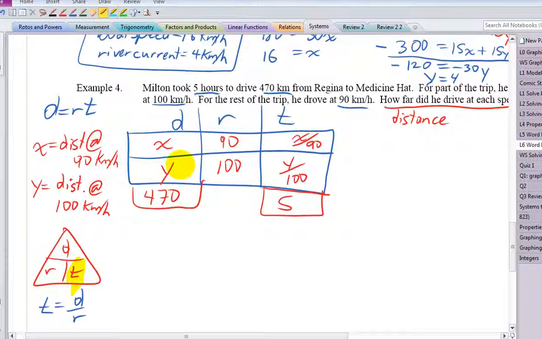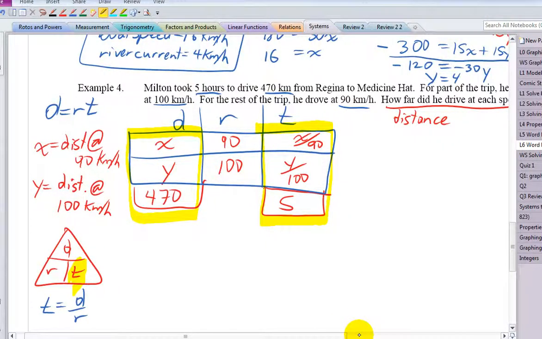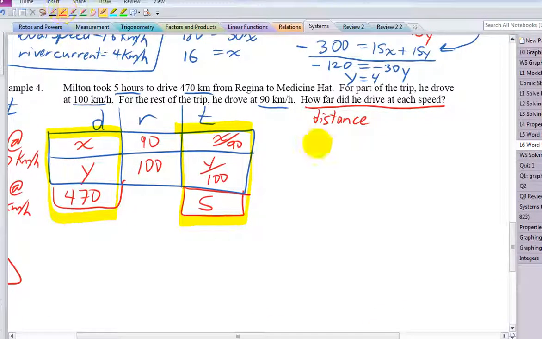Now this is different than the last one, because in this line in yellow, do we have x and y? No. Now in this line of yellow, do we have x and y? No. So we can't make our equations going across. But because we added on vertically, we have x and y going up or down. So those are our two equations now. One equation will be x plus y equals a total of 470 kilometers driven. The other one will be x divided by 90 plus y divided by 100 equals a total time of 5.